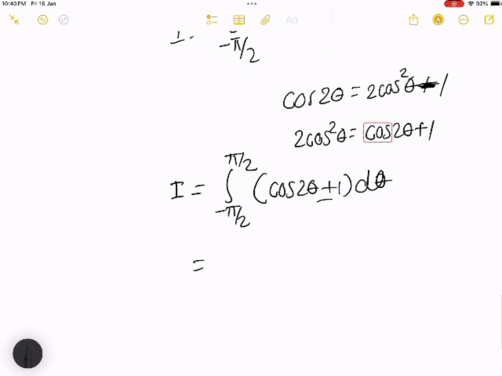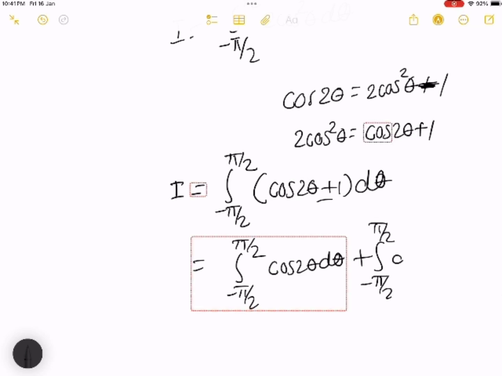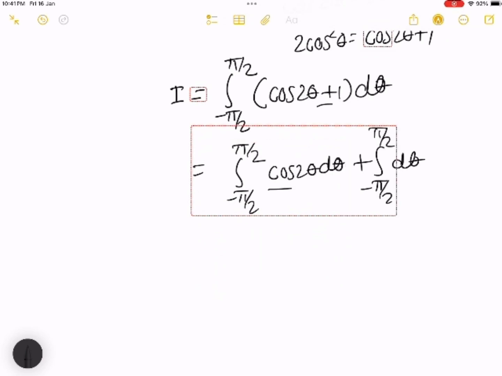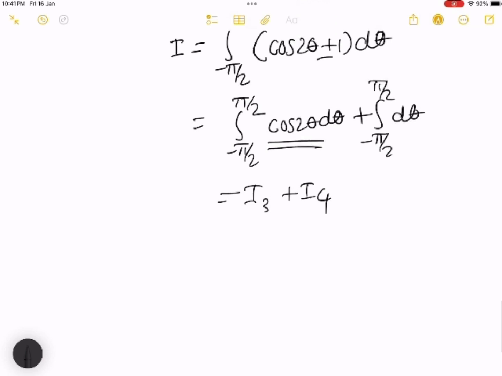And again there is a plus sign, so we can separate this. Minus pi by 2 to pi by 2 cos 2 theta d theta plus minus pi by 2 to pi by 2 1 d theta, which is just d theta. Okay, now here we can check again minus plus, but cos of minus theta is equal to cos of theta. So that rule will not hold true here. So we just need to solve this integral. So let's just call it I3 plus I4. So I3 is negative pi by 2 to pi by 2 cos of 2 theta d theta.